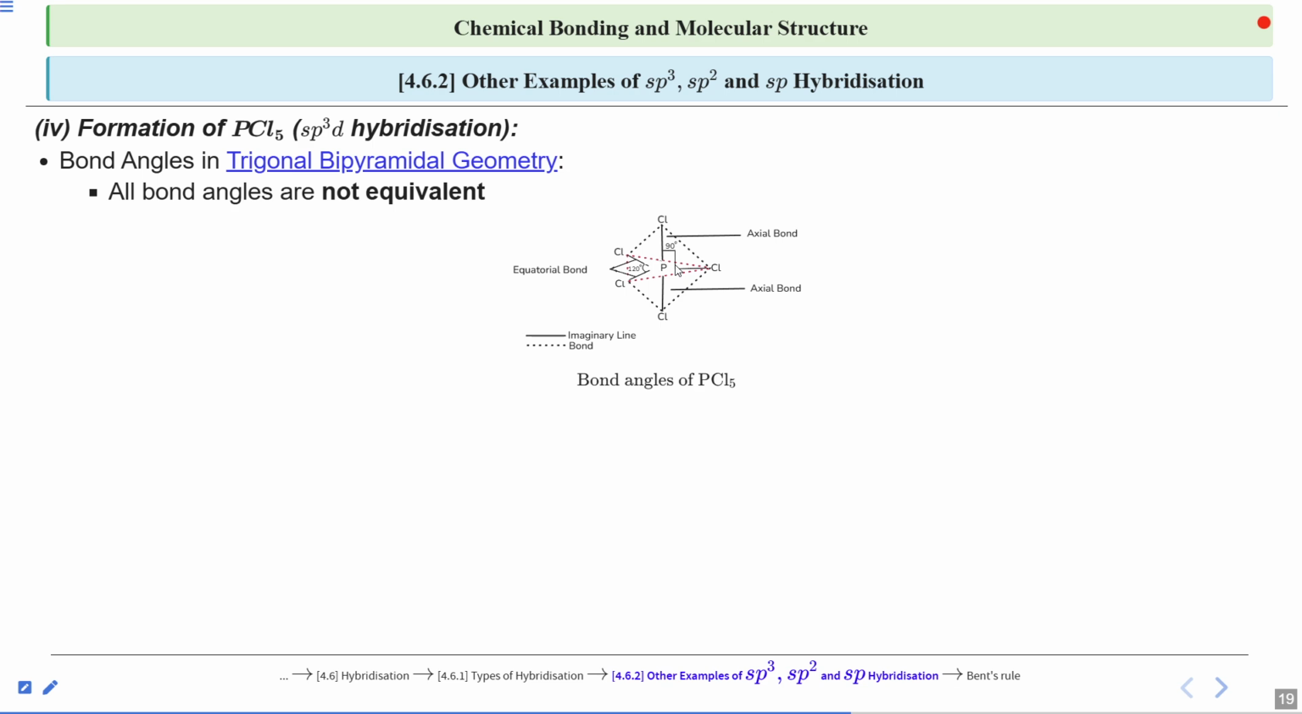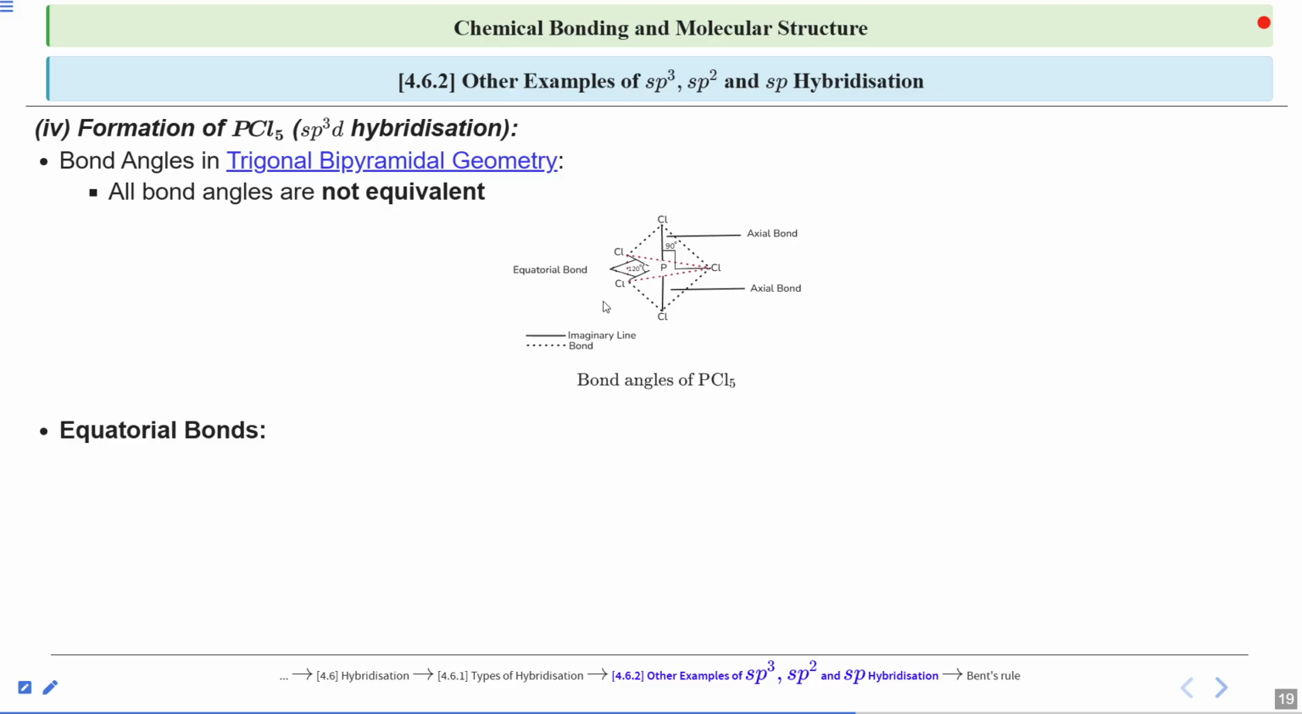So for those which are lying on the plane, see on the red plane, it is making 120 degree with each of the chlorines. Whereas the one which is lying axially is making a 90 degree angle. Is it clear? Now, an important point here. There are 2 types of bonds also. The first one is called equatorial.